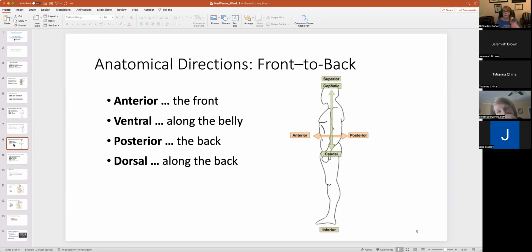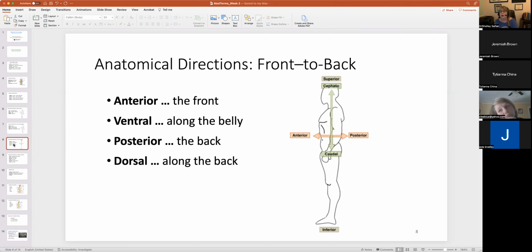So remember, review, review, review, so it sticks in your head. Anterior, the front. Do you remember last week we talked about the prefix ante, A-N-T-E, means before? So now we have anterior, meaning the front of the body, ventral, along the belly, also the front of the body, but used in a different manner. Posterior is the back.